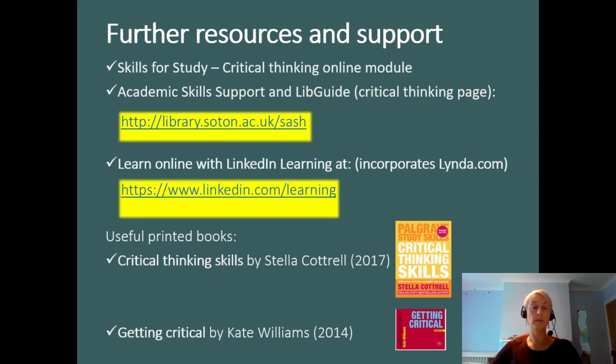The Learn Online with LinkedIn Learning link is also there. It was lynda.com, it's now LinkedIn Learning. And also look at some of the printed books that we have. One of them is Stella Cottrell, the other is Kate Williams, Getting Critical. That's a really good pocket guide that you can potentially buy yourself, but there are copies available in the library.